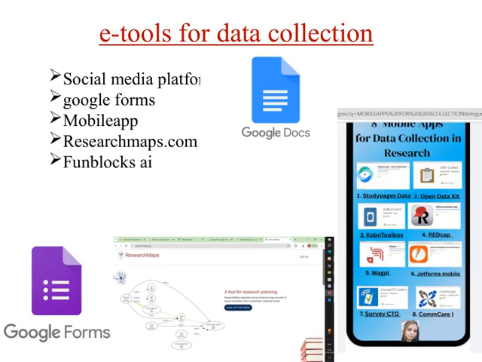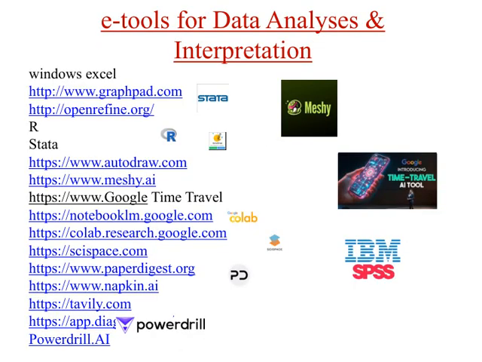Now, let's take a look at some of the essential e-tools available for data analyses and interpretation. First up, we have Windows Excel, which remains a fundamental tool for data organization, basic analysis, and visualization. Moving beyond that, there are specialized tools like GraphPad, accessible at graphpad.com, which is great for statistical analysis and graphing, especially in scientific research. OpenRefine, found at OpenRefine.org, is excellent for cleaning and transforming messy data sets.